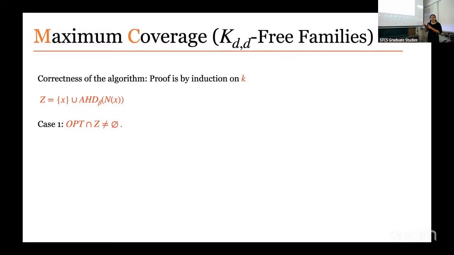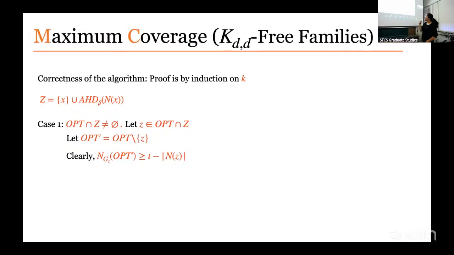Let us say opt intersects with your Z, right? Let's say this is an element z. Delete it and look at your opt prime. Now, what do we know about opt prime? In the remaining graph, GZ, remember how did we define? GZ is delete Z and its neighborhood. So, it has to cover at least this much, right? Otherwise, it contradicts that opt covers D.